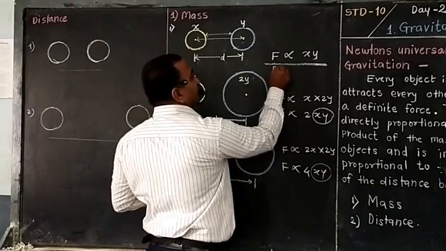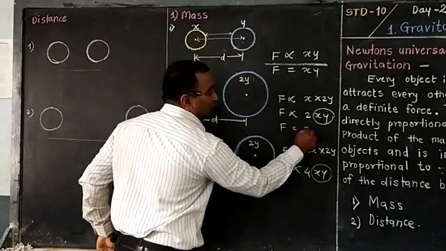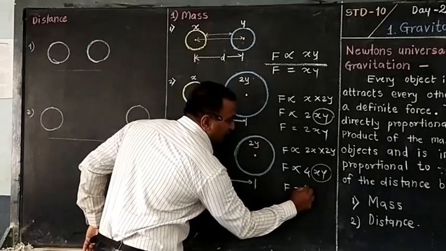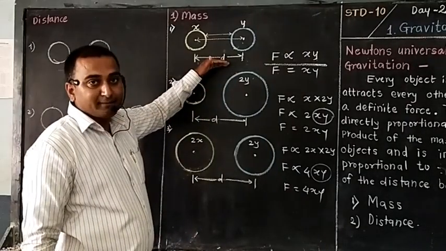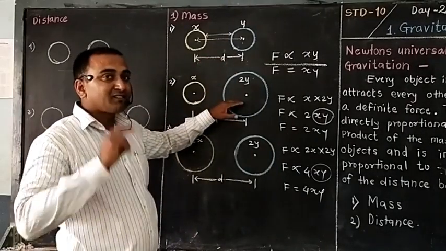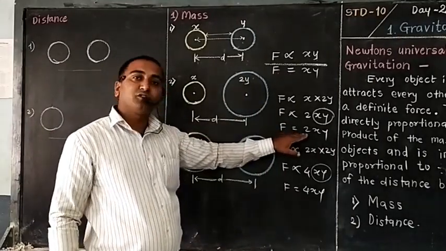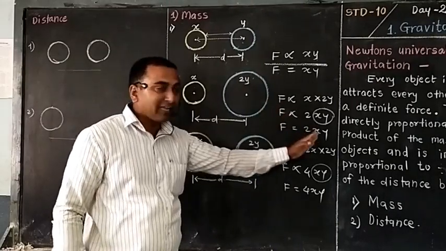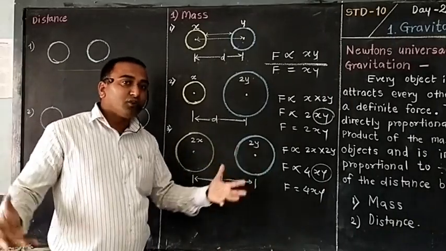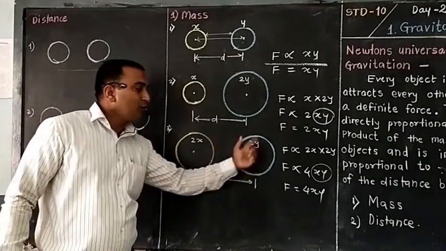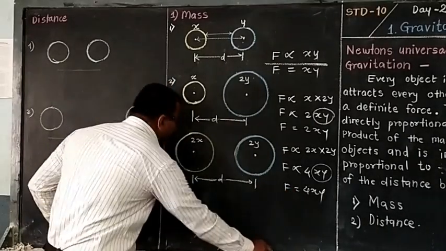So can we consider it like this? Force is equal to xy, and here force is equal to 2xy, and here force is equal to 4xy. So what is our conclusion? By keeping the distance the same, if the mass of only one object out of two increases 2 times, then the force also increases by 2 times because it is directly proportional. And again, by increasing the masses of both objects 2 times, 2 into 2, that is 4 times, the force increases. Now focus on this part.